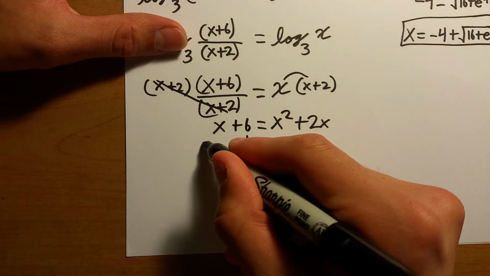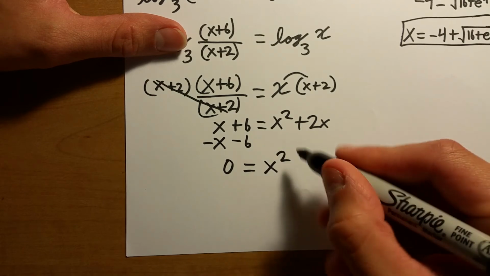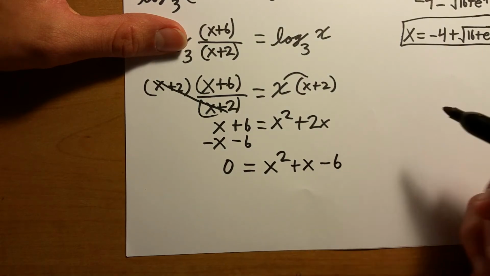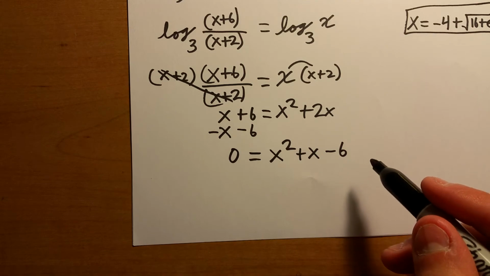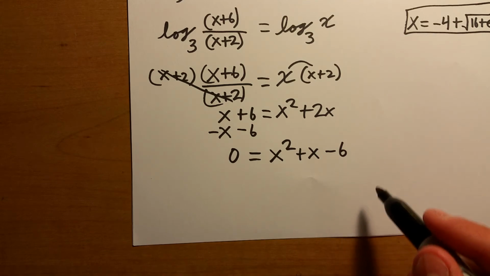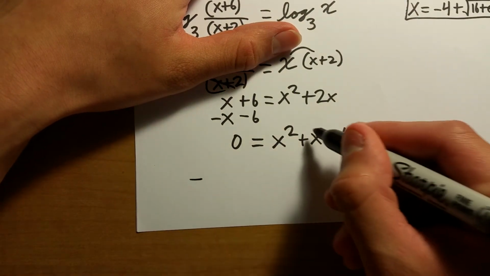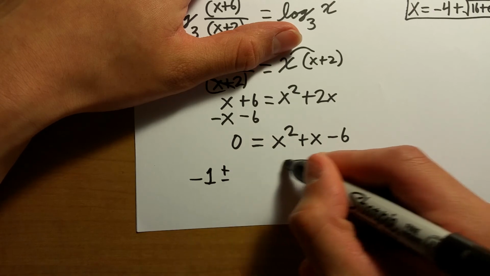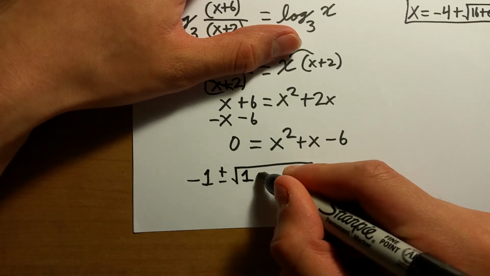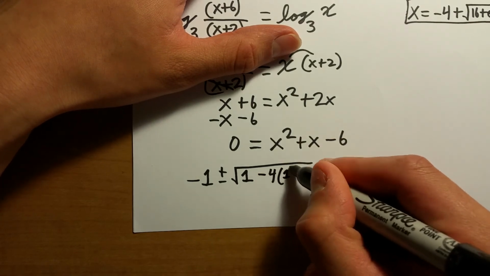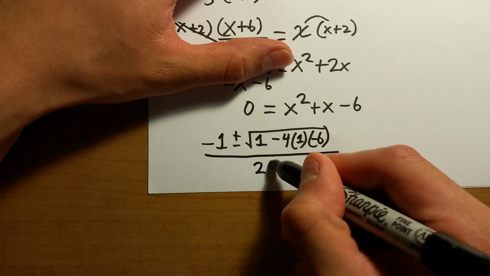So you want to subtract 6, subtract x, that way we get 0 on one side. So we're going to have 0 equals x squared plus x minus 6. Unfortunately you can't factor this out, so you're going to need to use the quadratic formula. So again, it's going to be negative 1 plus or minus the square root of b, which is 1, so it's going to be 1, because 1 squared is 1, minus 4 times a, which is 1, times c, which is negative 6, all over 2 times a, which is 1, so it's going to end up being 2 again.